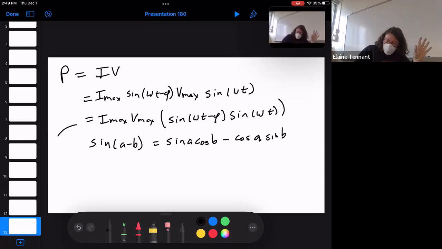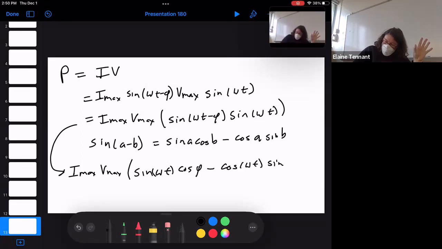Okay? And then this thing's going to become, I got I max, I got V max, I got sine of omega t cosine of phi minus cosine of omega t sine of phi. And I'm multiplying that by this extra sine omega t out there. Okay, look good? I hope it does.